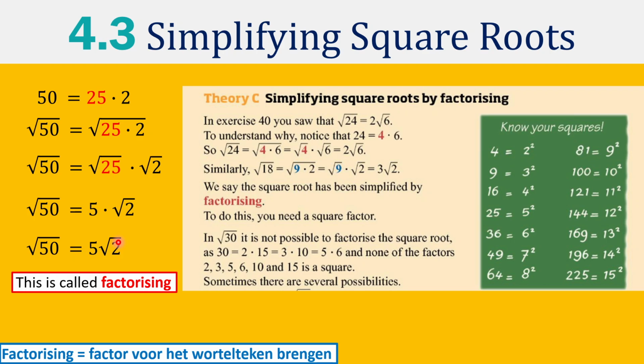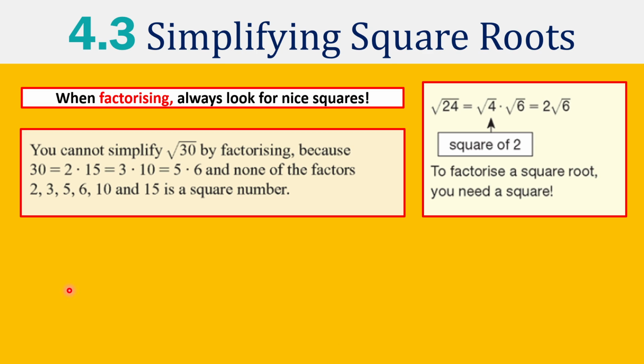And this is what we call factorizing, or in Dutch een factor voor het wortelteken brengen. And we want to do this. We want to always, when we simplify square roots, factorize in such a way that I get as much as possible out of the square roots. And you do that by looking for nice squares. I'm going to show you in a moment what I mean with that.